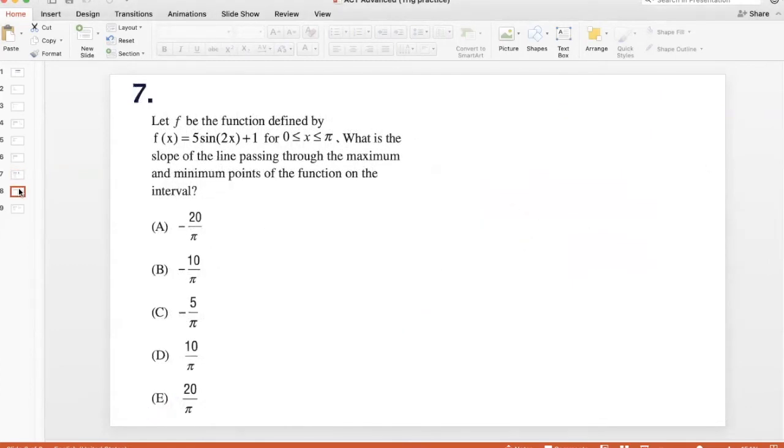Question 7. Let f be the function defined by f(x) equals 5 sine 2x plus 1 for x between 0 and pi. What is the slope of the line passing through the maximum and minimum points of the function on the interval? So let's first find the period of this function. So period would be 2 pi by 2 because the coefficient of x is 2. So that would be pi, right?